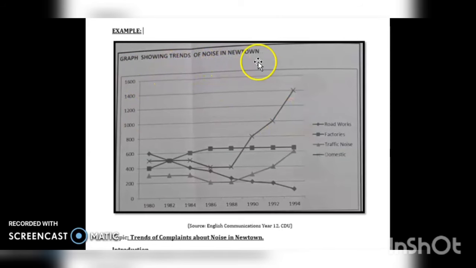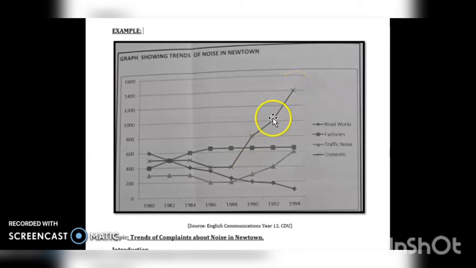So this is a graph showing trends of noise in Newtown. So we have our key, which is on my right. Roadworks, which is this one. Sorry. Yeah, this one. Then you have factories going up. Now these are the different noises that are coming in from the different years, and this is probably the measurement of the sound that it makes. And then you have the traffic noise, which also increased in 1994. There's a big spike also there. And then this one is the domestic noise. So there is a huge increase.